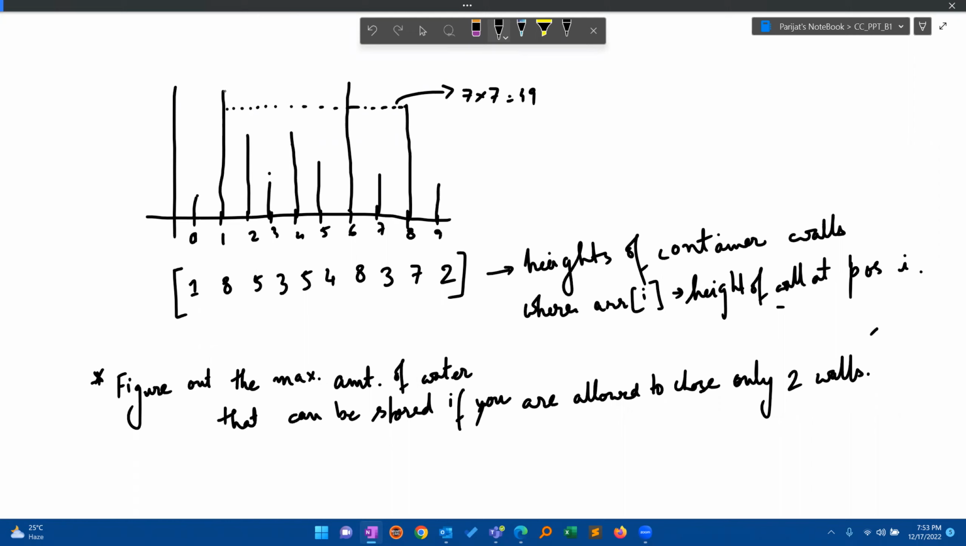If you argue that these two can be a possible answer, these two won't be the answer because both are 8, but the width is 1, 2, 3, 4, 5. So this is 8 into 5, that is 40, which is less than 49. So the maximum possible answer will be 49 in this case. So how will you solve the problem? You are given probable container walls, right? Which 2 walls will you choose so that the water between them is maximum? This is the problem. So think about it a bit, then we'll discuss.